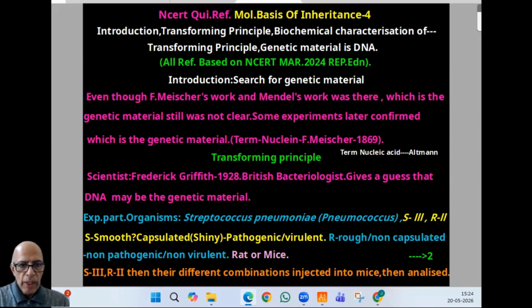See, even though Frederick Mayer's work was there, Mendel's work was there, which is the original genetic material still was not clear. Some experiments, step by step, later confirmed which is the genetic material. You will remember the term nuclein connected with the scientist Friedrich Miescher in 1869. And the term nuclein was converted to nucleic acid by Altmann.